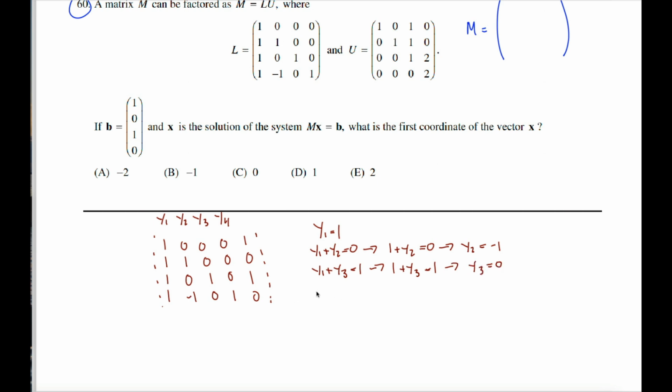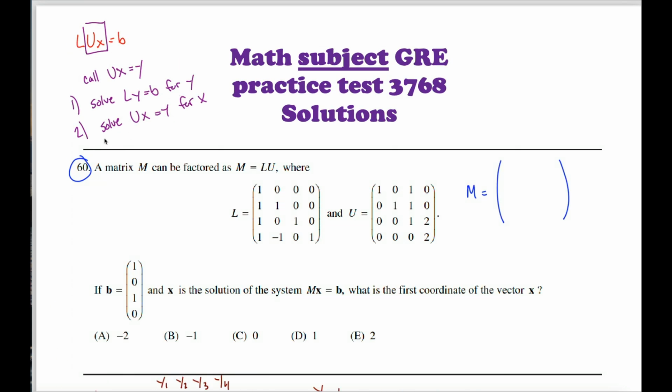Finally, from this fourth row, y1 minus y2 plus y4 is equal to 0. y1 and y2 are 1 and negative 1 respectively. So I have 1 minus negative 1, or 1 plus 1, plus y4 is equal to 0. Sure looks like y4 equals negative 2. So y is equal to (1, negative 1, 0, negative 2). Now that we have this, we can move on to step 2, where we solve Ux equals y.